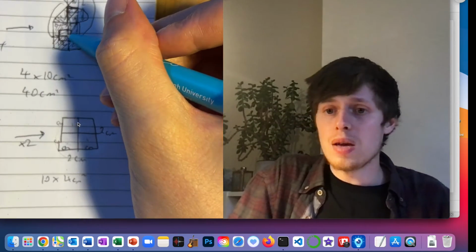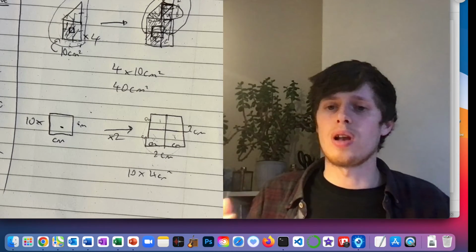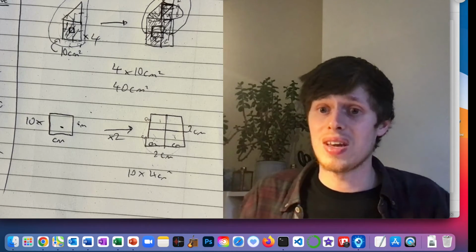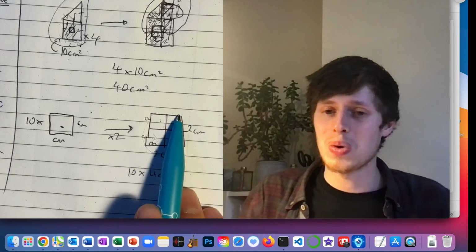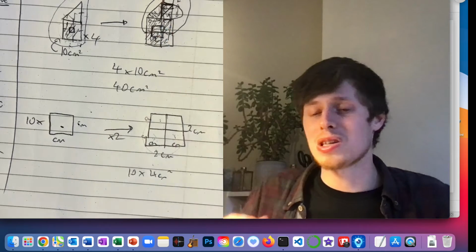Now you might need to pause that and just go over that explanation again, because there's a lot going on. There's a lot of enlargements and there's a lot of things fitting into different things, right? So these 4 centimeters squared fit into the 2 by 2s, and 10 of these fit into that. So there's a lot of things fitting into different shapes.